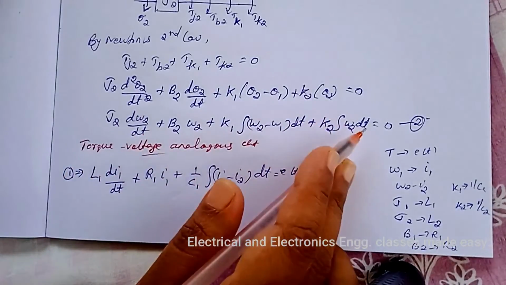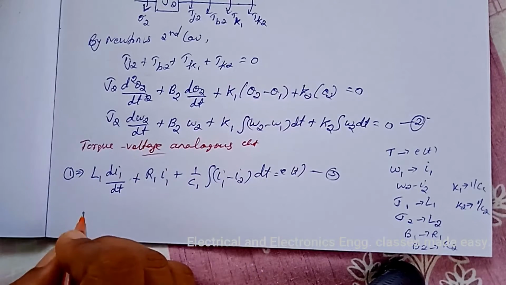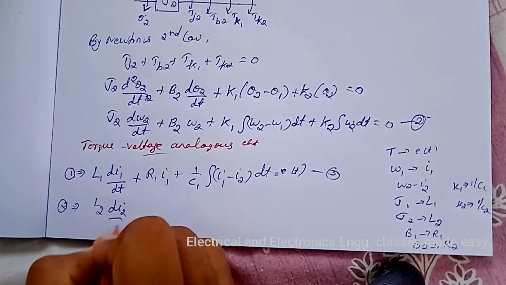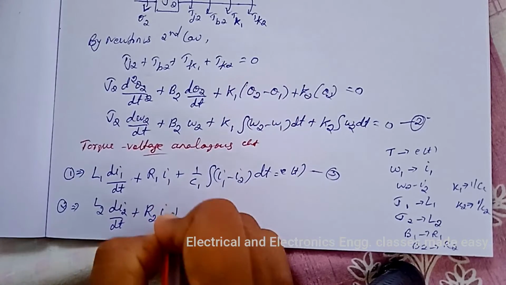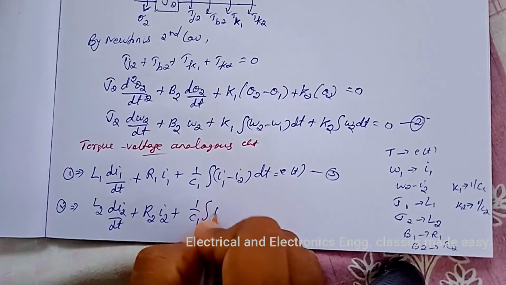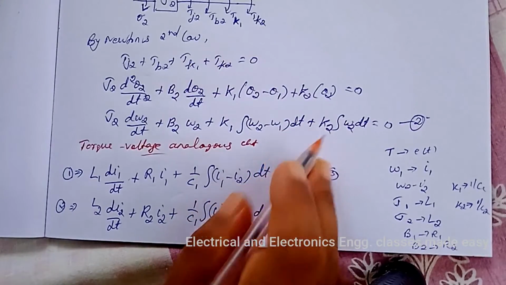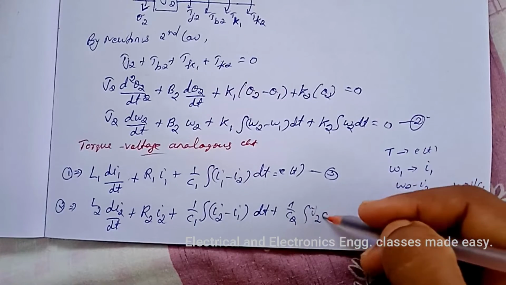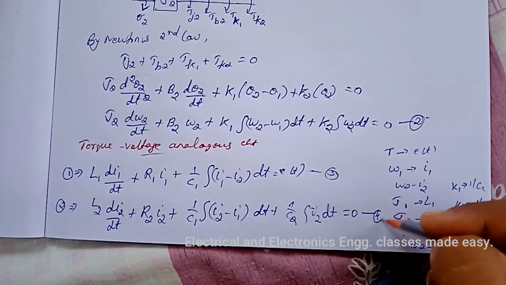Now the second equation: J2 d omega 2 by dt we can write as L2 into dI2 divided by dt, plus R2 into I2, plus 1 by C1 integral of I2 minus I1 dt, plus K2 is 1 by C2 integral of I2 dt, and that is equal to 0. So this is equation number 4.